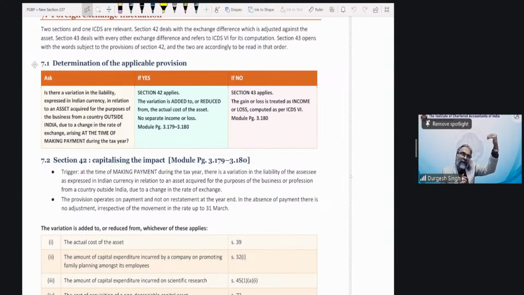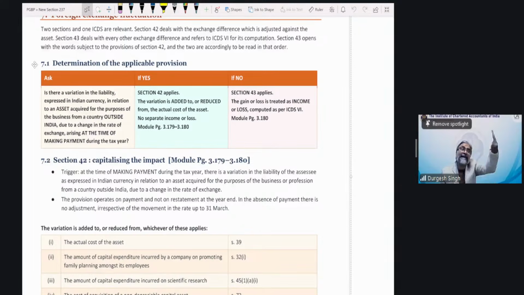So by 31st of March, that is the financial year ending, there will be an exchange rate fluctuation that takes place. The question therefore is, do I recognize that exchange rate fluctuation? Section 42 says no. You will not recognize any exchange rate fluctuation at this point of time.